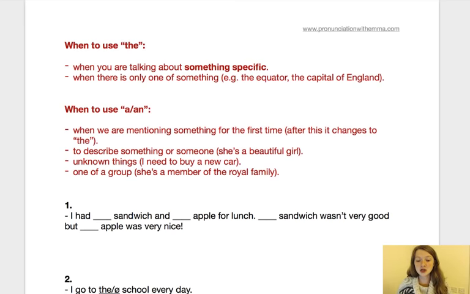So when to use "the". We use "the" when we're talking about something specific. The phone. It is a specific phone. The phone I used to call him was broken. Specific phone, okay? The house I lived in was haunted. Specific house, the house.